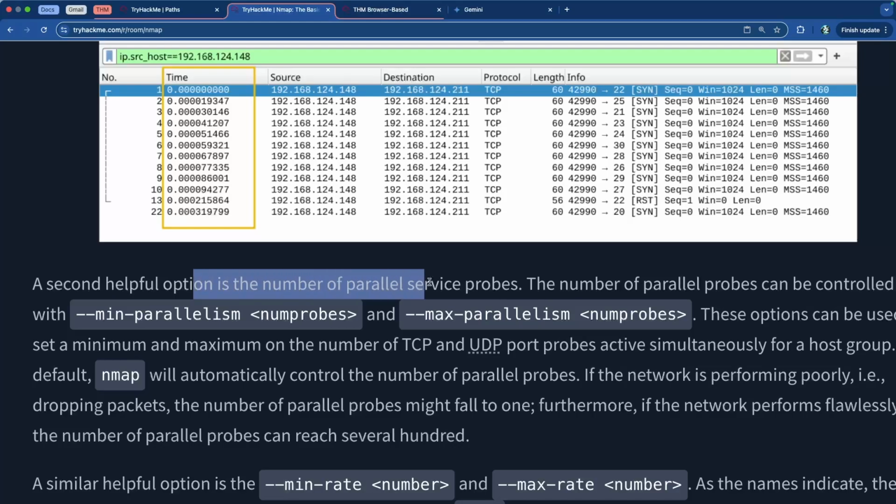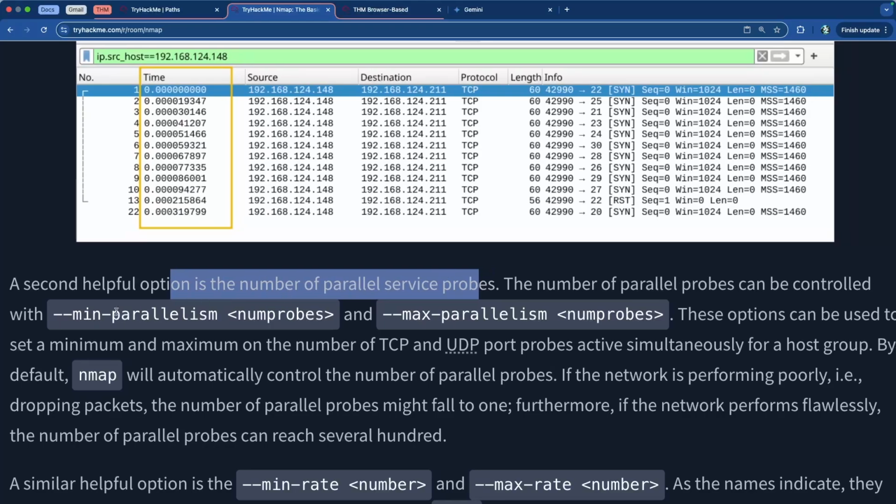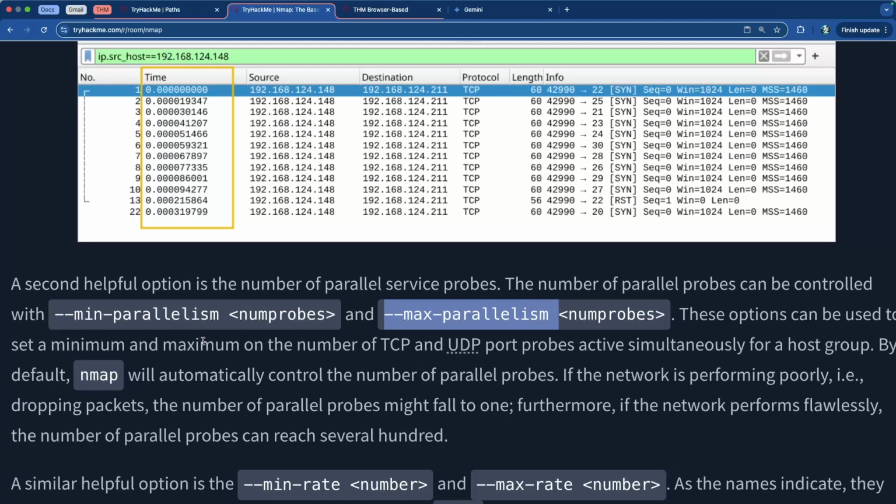A second helpful option is the number of parallel service probes. The number of parallel probes can be controlled with --min-parallelism and then the number of probes, and --max-parallelism, number of probes. These options can be used to set a minimum and maximum on the number of TCP and UDP port probes active simultaneously for a host group.